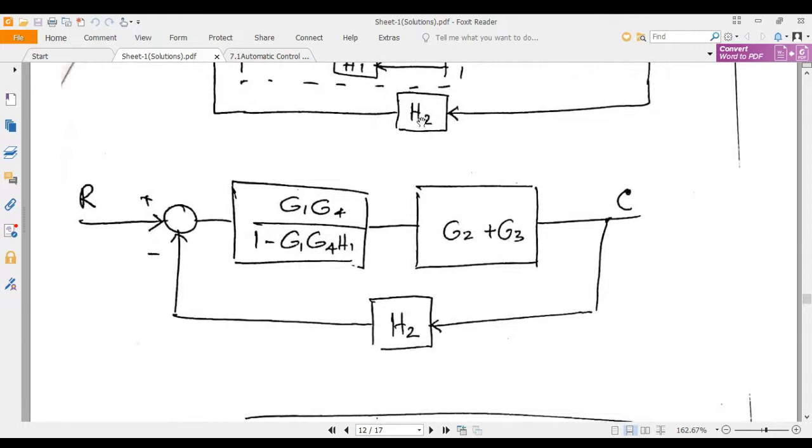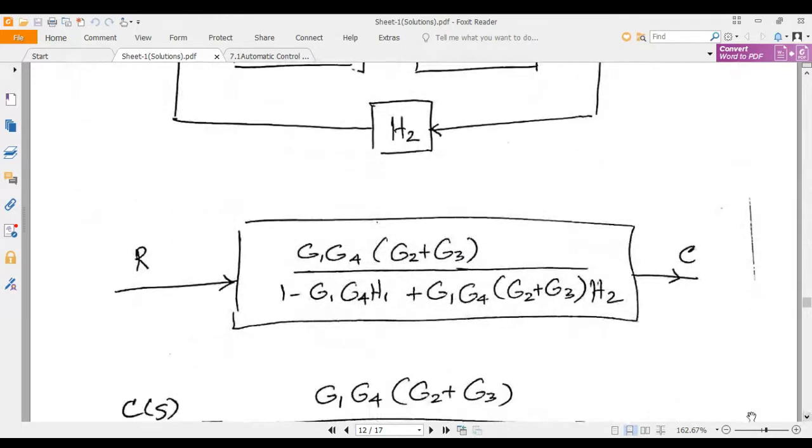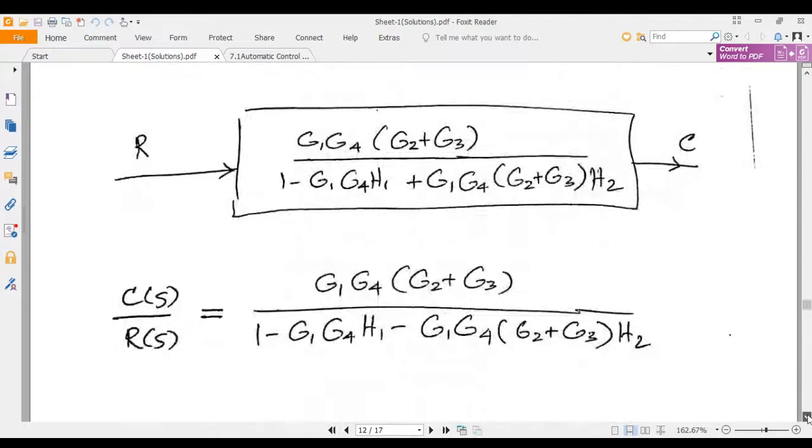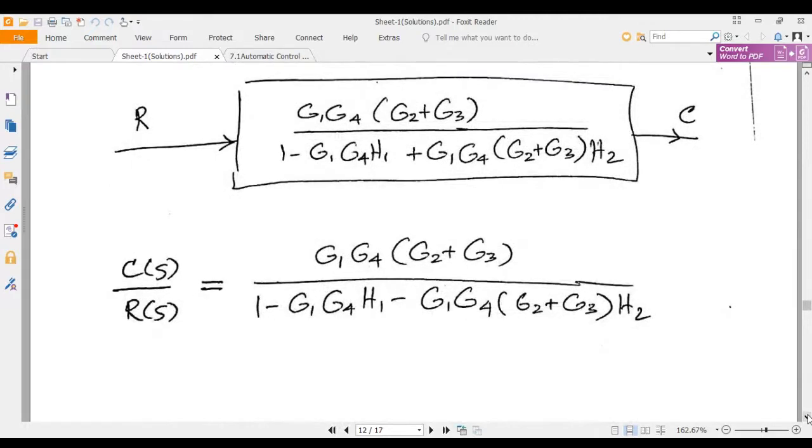Then here is again another feedback path H2, which contains negative here. So we will be taking it as positive. You can see here, H2, we are taking as positive. And finally, this is the transfer function, C of S by R of S.